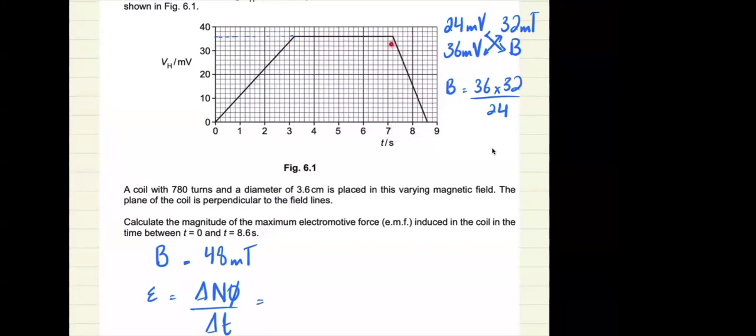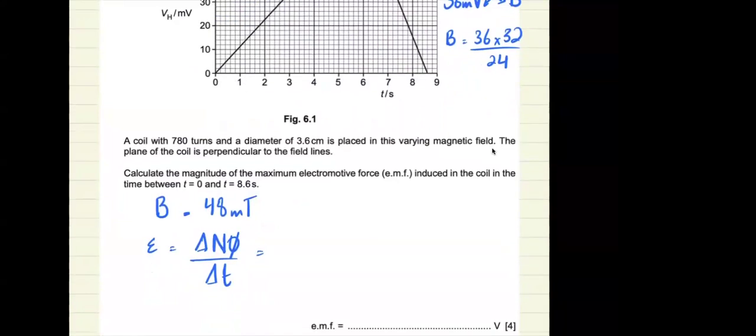So this is 7.2. This is 8.6. So this happens in a time of 1.4 seconds. And this is 48 millitesla.